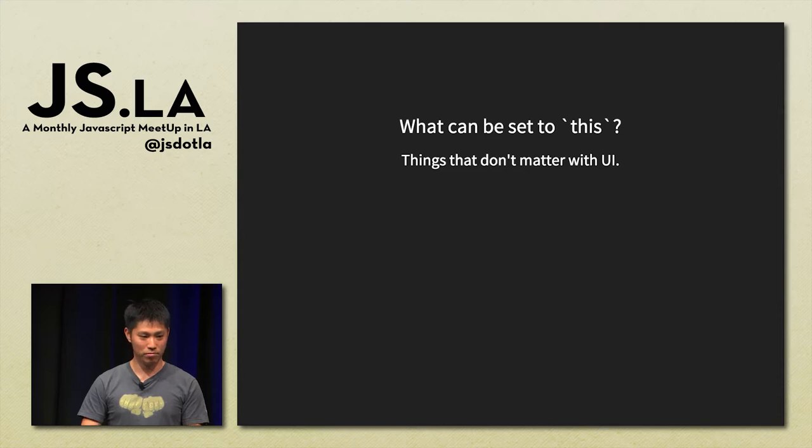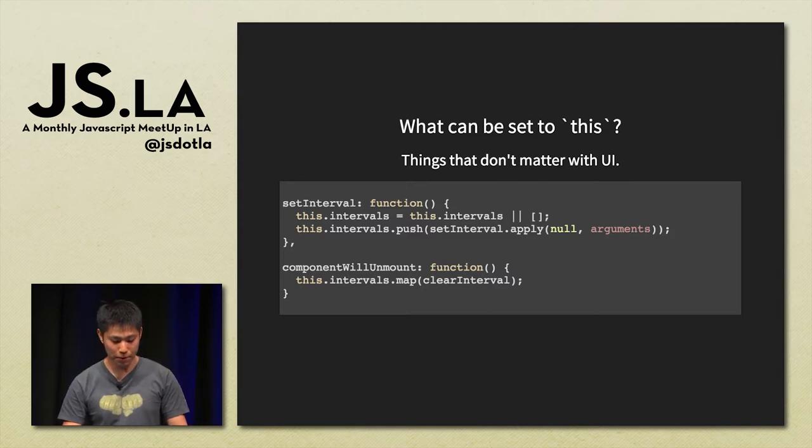What else? Things that change but don't mess with the UI are basically the other case. For example here, I have a set interval method, which keeps the interval handles when the user calls set interval, so that when the component is removed from the page, it automatically clears the interval for you. Here, it might be confusing because we're probably calling set interval to make some UI changes. But the interval handle doesn't really matter for the UI update. So things like this we can set to this.